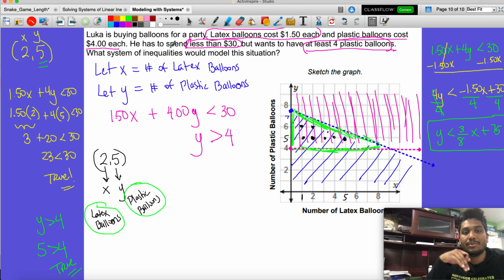The next example that we're going to do is something that has 3 constraints, so it's a little bit more, and I know that the hard part is identifying what those constraints are, so hopefully these videos will help you.